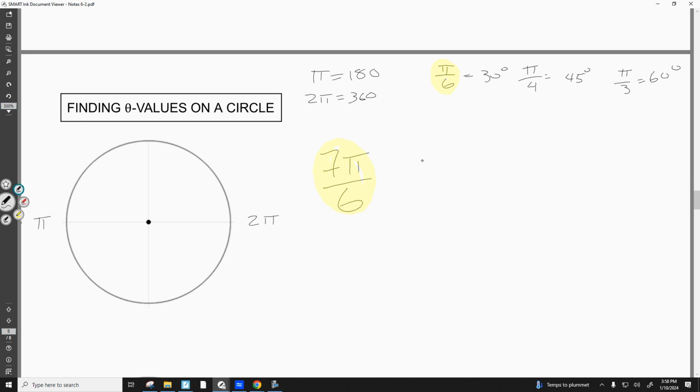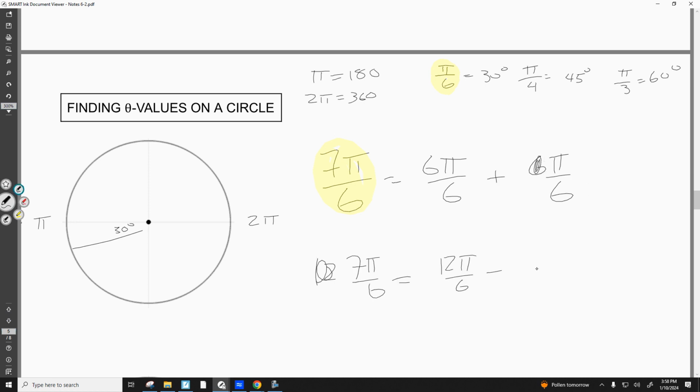Seven pi over 6 is 1 pi over 6 away from 6 pi over 6. 6 pi over 6 plus a pi over 6 puts me in the third quadrant, 30 degrees away from the x-axis. Now, your other option was 7 pi over 6 being 12 pi over 6 minus, and you should have immediately been like, no, that's not. You kind of figure out that pi is either 6 pi over 6 or 12 pi over 6. You know it's a pi over 6 away from that.